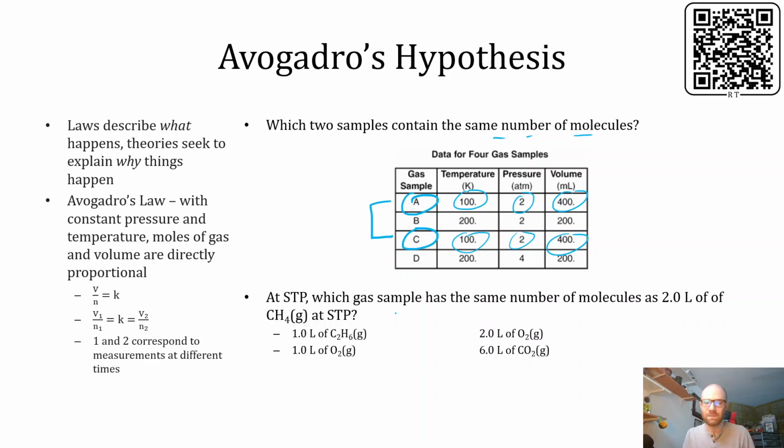And then at STP, which sample has the same number of molecules as 2 liters of methane at STP? Well, it's just the volume we're looking for. So if we're at the same STP, same volume, same number of particles. Like I said, this is a jumping off point to a lot of stoichiometry if you wanted to, but I'm not doing that today.